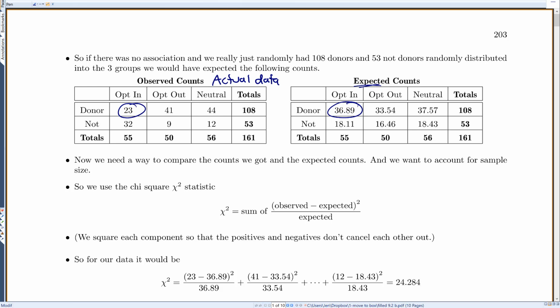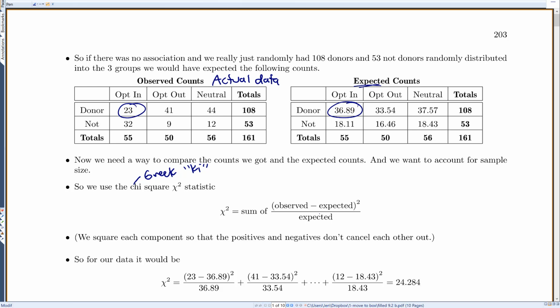So now we need a way to compare the counts we got and the expected counts, and we want to account for sample size. So what we do is they came up with this chi-squared statistic. This is the Greek letter chi, and we always say chi-squared. Okay, so chi-squared is going to be the sum of, we're going to take each observed value minus expected value, square it, and then divide by the expected.